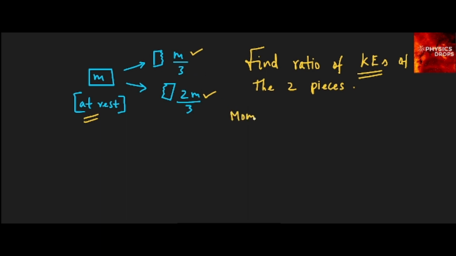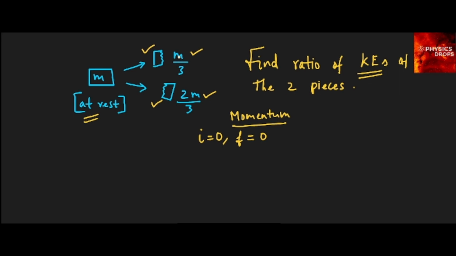Let's use the concept of momentum conservation to solve this. We have this block M at rest. So initially the momentum will be zero because momentum is mass times velocity. Since velocity is zero, the initial momentum is zero. The final momentum has to be zero. So let's calculate the momentum of the first piece and the momentum of the second piece, add them and equate them to zero. Let's do that to find the velocities, and that can be used to calculate the ratio of kinetic energies. That's going to be the approach.